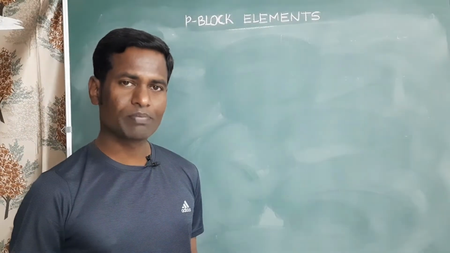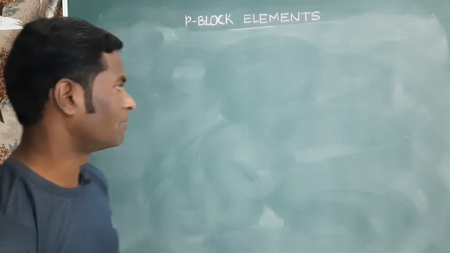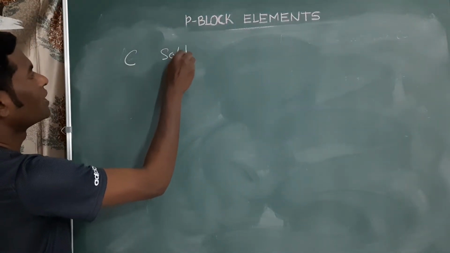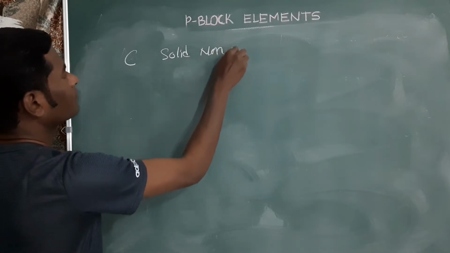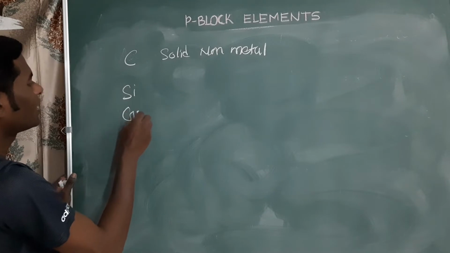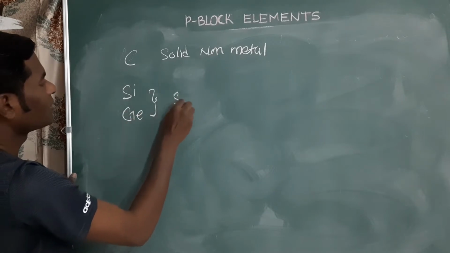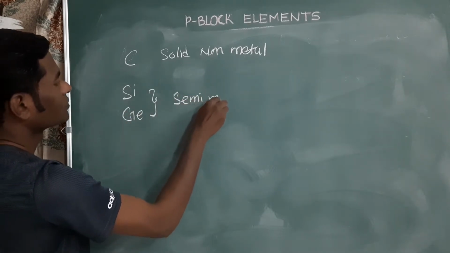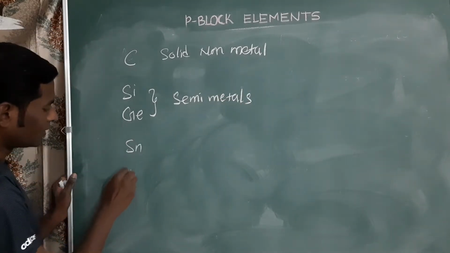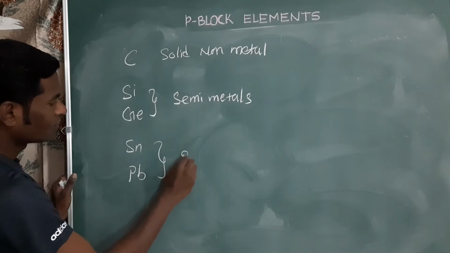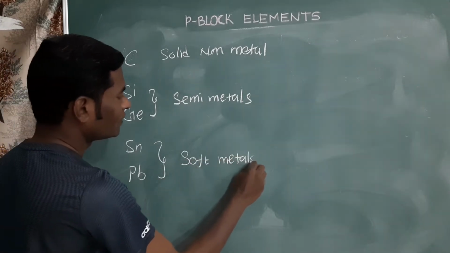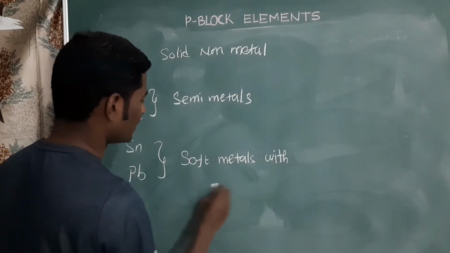Next is physical properties of group 14 elements. Carbon is a solid non-metal. Silicon and germanium, both of them are semi-metals or metalloids. Tin and lead, they are soft metals with low melting point.